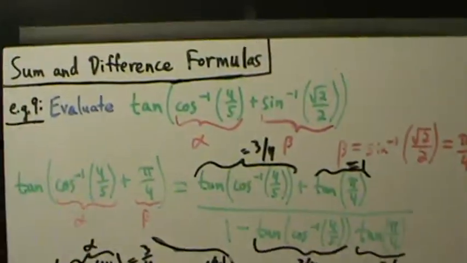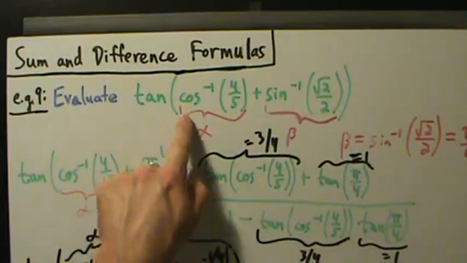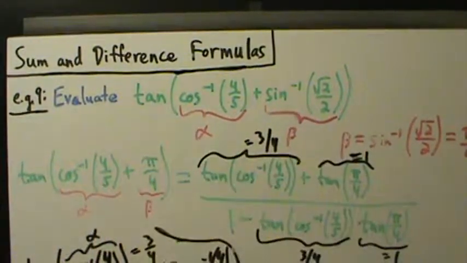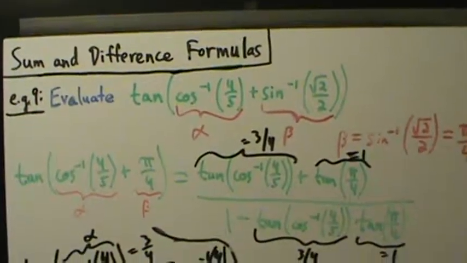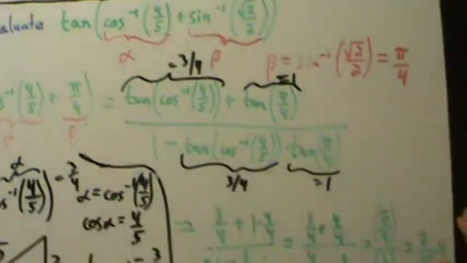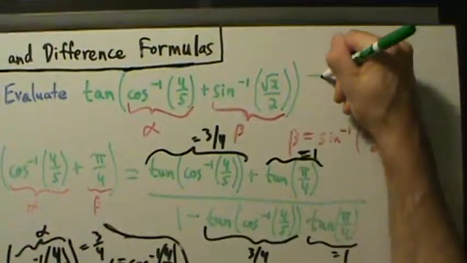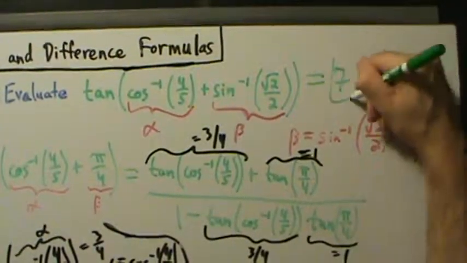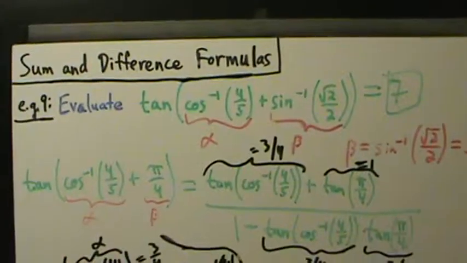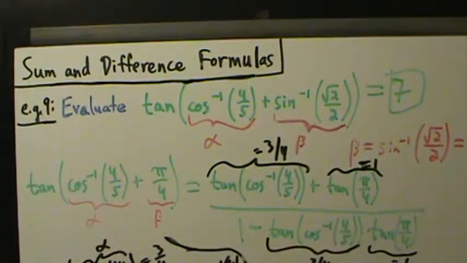So, kind of crazy, right? If you look, the tangent of the inverse cosine of 4 over 5 plus the inverse sine of root 2 over 2 is not a terrible mess, but a little messier than just 7. Anyway, that's our answer, 7. So this messy expression exactly equals 7. Kind of interesting. Anyway, that's example 9 of using sum and difference formulas to evaluate a trig expression.